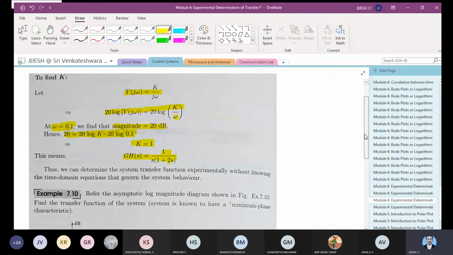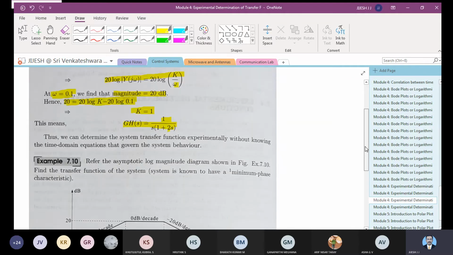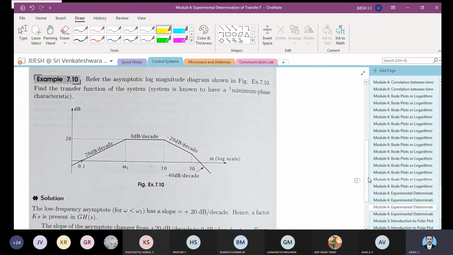So this is going the reverse way; from the transfer function, you have drawn the Bode plot. After understanding the Bode plot properly, how to get the transfer function from the Bode plot is what we have seen here. Okay. Now let me take another example.